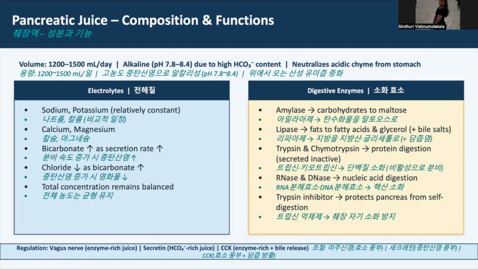So the regulation of the secretion of pancreatic juice: it is regulated by the vagus nerve, secretin, CCK, etc.